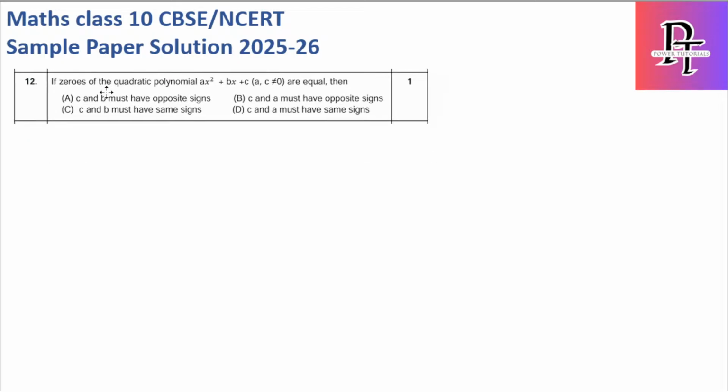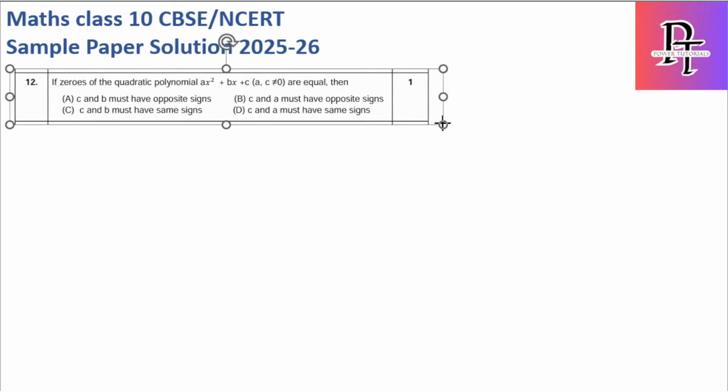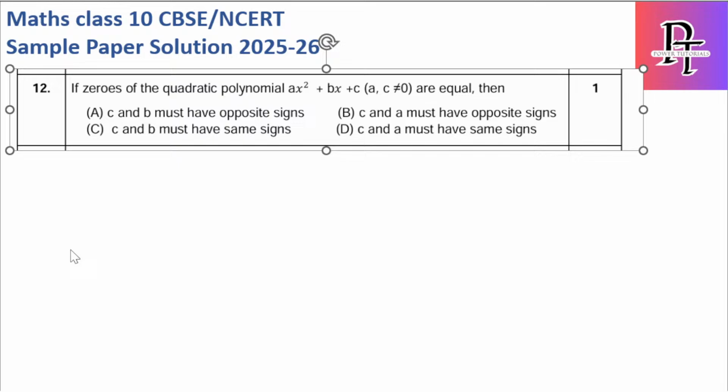So let's solve the 12th question. If you're able to see, the question is: if the zeros of a quadratic polynomial are equal, then they are asking for the options. Okay, so what are the zeros of a polynomial? I will explain the concept first.